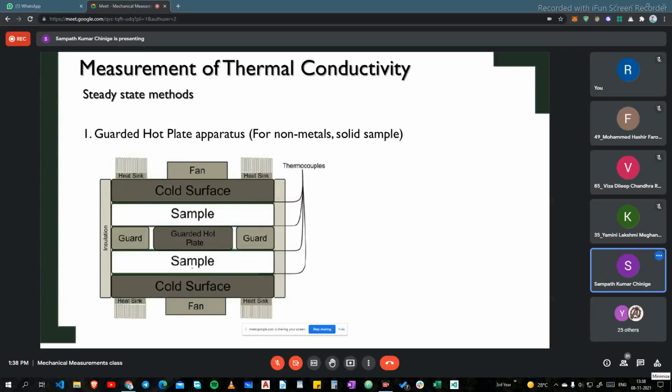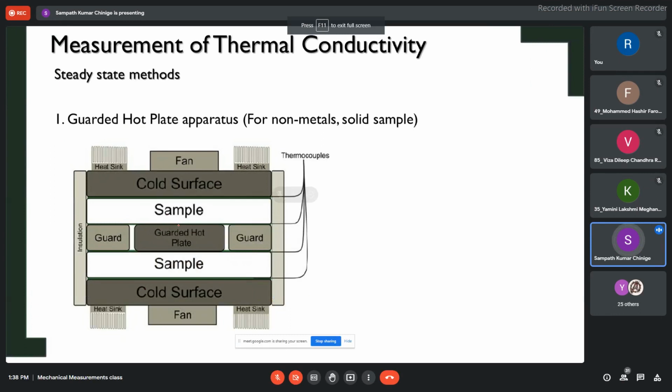Clear? So the question is, sir, when the heat is being transferred in one dimension, we have a cold surface here, correct? This is a cold surface. And there is a sample. So there may be a temperature gradient. That means within this thickness, we have temperature differences across this thickness, correct? From top to bottom, from here to here, there is a temperature difference.